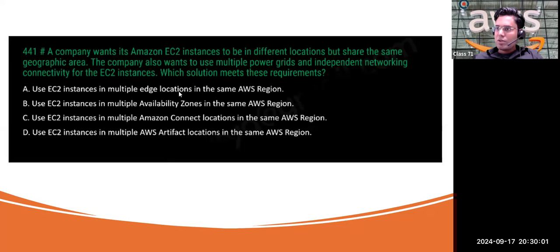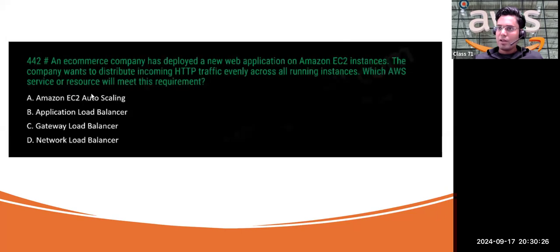Okay, so edge location has nothing to do with this, edge location is just for caching. Amazon Connect location, what is this? Amazon Connect is like a call center. Artifact, these are confidential reports, and there's no location related to AWS Artifact. So all are wrong. Okay, so this one is the right one.